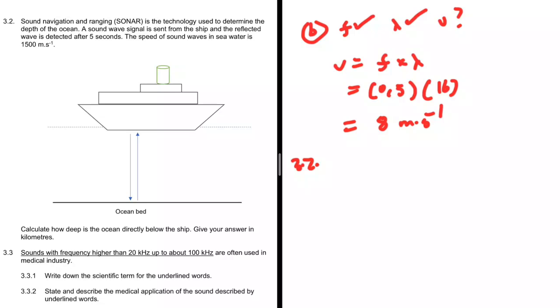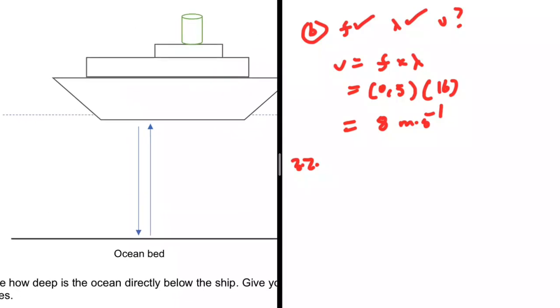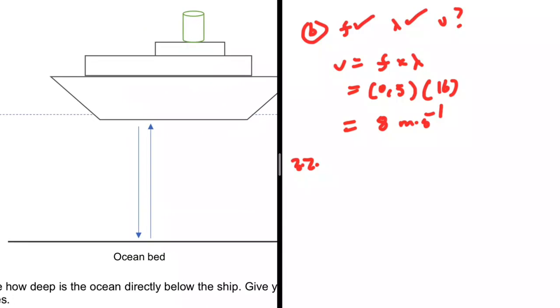Well, this question is sort of simplified for us because we have this sketch which shows us what we need to do. A sound wave signal is sent from the ship and the reflected wave is detected after 5 seconds. So what does that mean? Well, the speed of sound in water is not going to change during the time the wave is sent and received. So if the entire journey takes 5 seconds, then for the sound wave to travel from the ship to the ocean bed, it would take half that, which is 2.5 seconds. And then to go from the seabed back to the ship, it would take another 2.5 seconds, right?